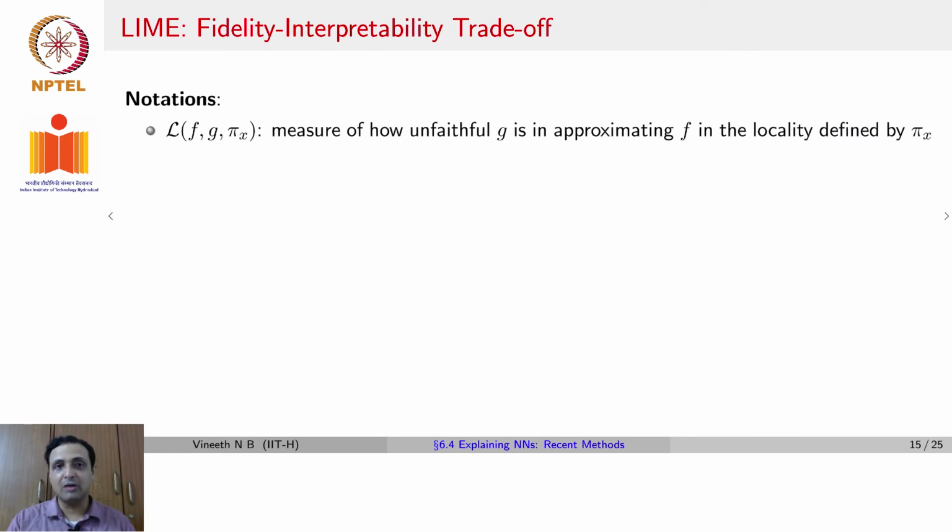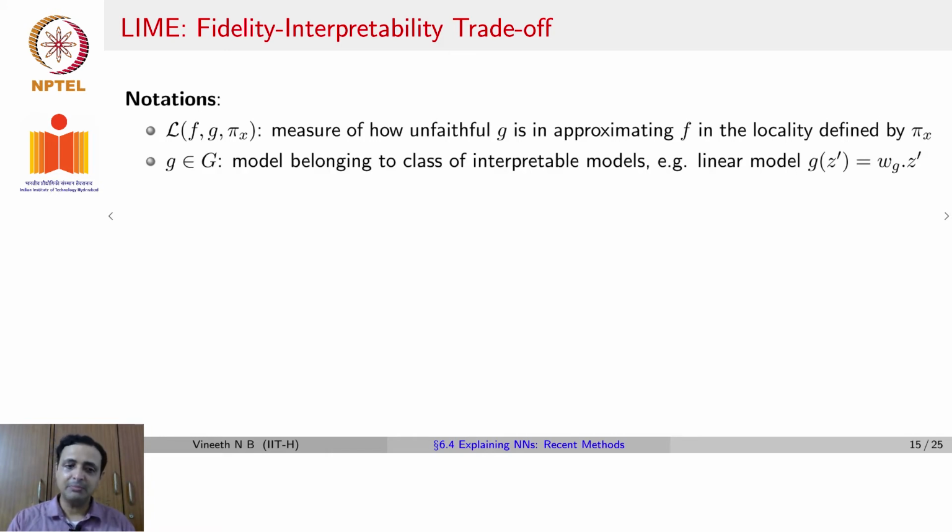Lime also has a fidelity/interpretability trade-off, and the reason for this is the loss function that we used tries to ensure that the function G, the linear model that we learn, should be approximating F in the locality defined by pi of x. So the goodness of function G is very important. At the same time, you also don't want G to be too complex a function. So G ideally is a model that belongs to the class of all interpretable models. So a simple example would be a linear model. And we define omega of G to be the complexity of the G model.